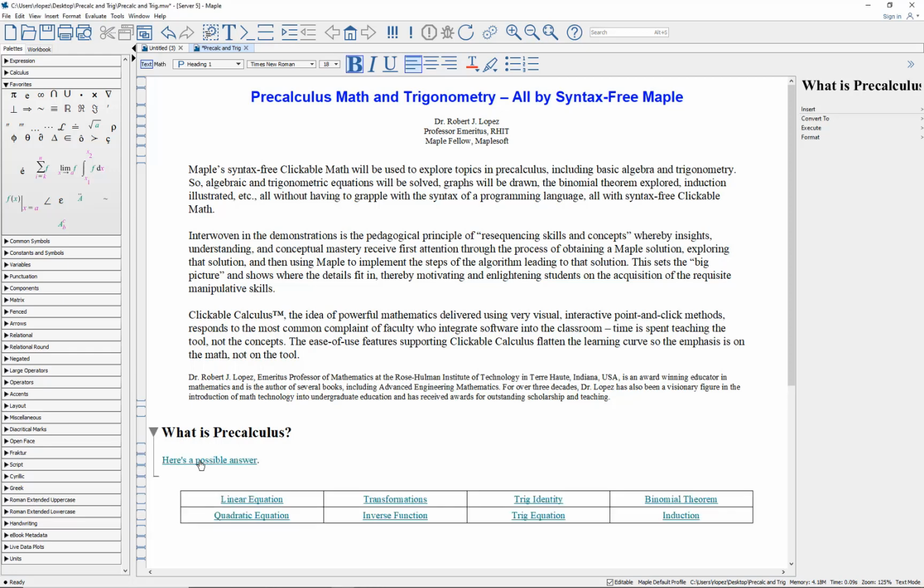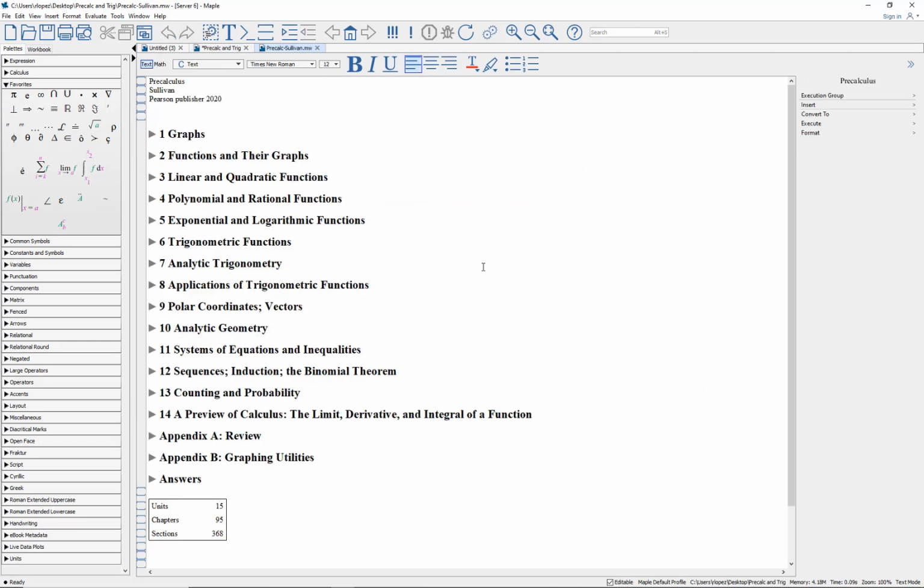Well, here's a possible answer. It's been provided by a leading publisher. This is the table of contents. If expanded and printed, this table of contents would run some 10 pages.